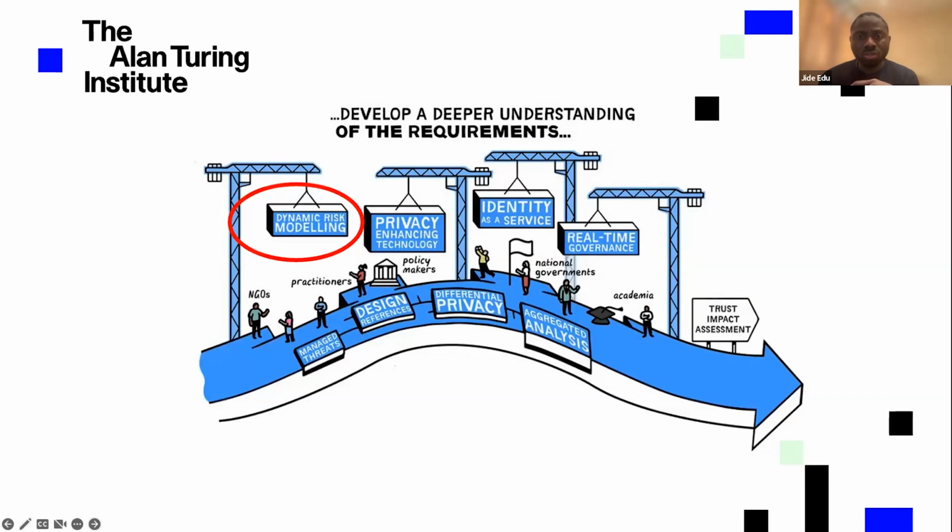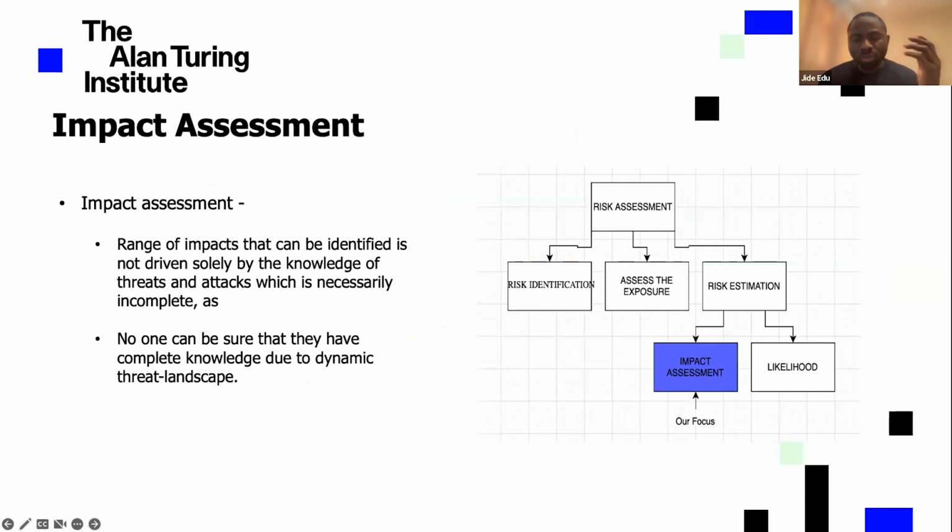So for the rest of this talk, we focus on the impact assessment framework that we are trying to develop. One advantage of the impact-oriented risk assessment framework is that the range of impact that can be identified is not driven solely by the knowledge of threats and attacks, which is necessarily incomplete, as no one can be sure that they have complete knowledge due to dynamic threat landscapes. In an environment such as the national digital identity systems, in which the threat landscapes keep changing and novel attack patterns keep emerging, understanding the potential impact of these attacks on the assets and being able to alleviate this impact will go a long way in helping risk management activities.